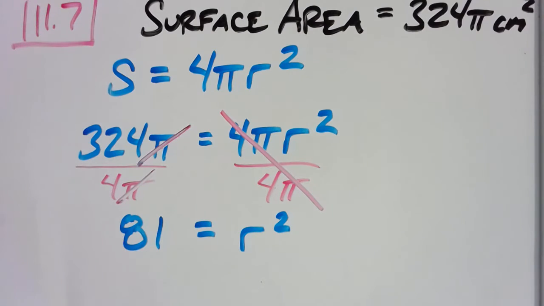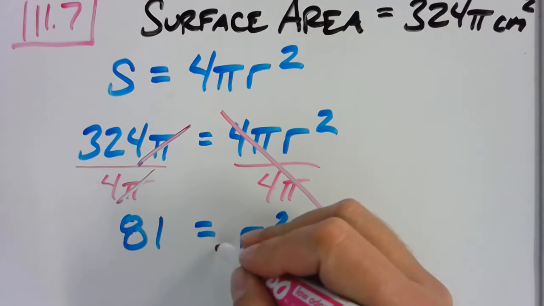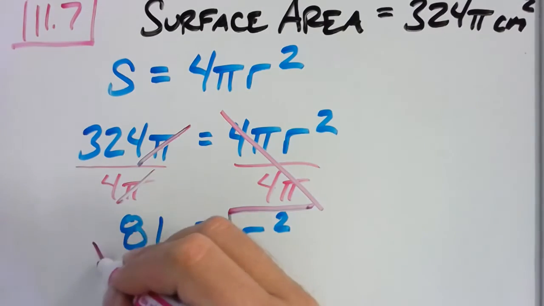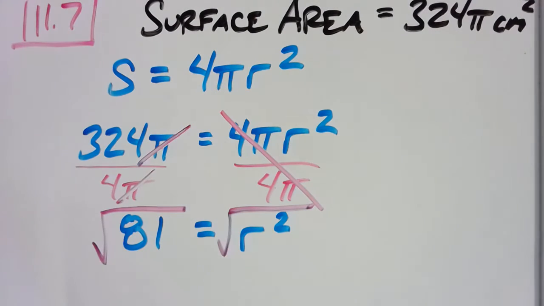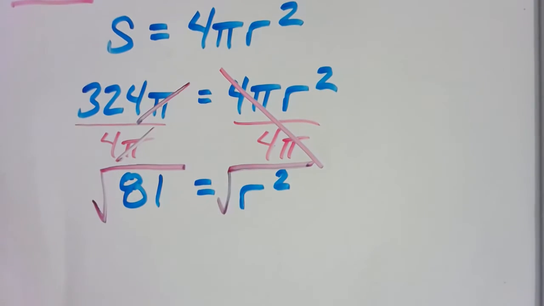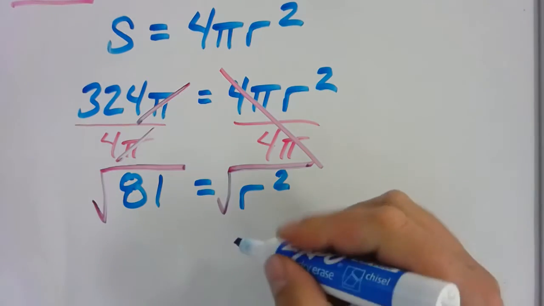Another common mistake at this point, people think that the way that they get rid of this 2 is by dividing. This 2 is not multiplying, for the record. This is r squared. And so the inverse operation for undoing a squared is to take the square root of both sides. And when I do that, on the right-hand side of this equation, I'm going to get just r.